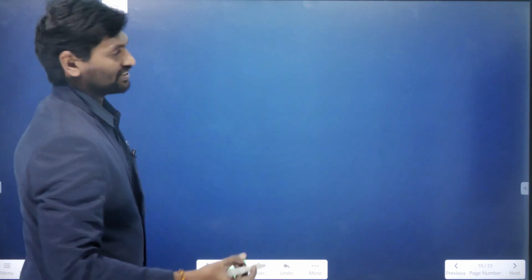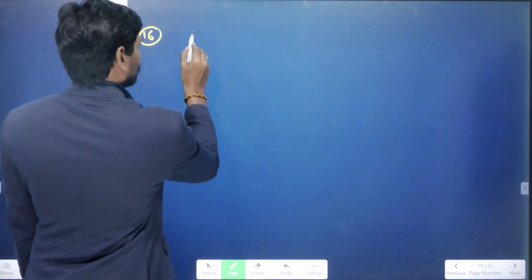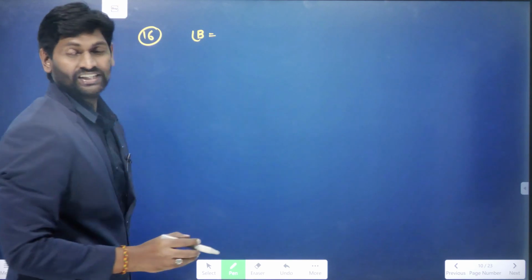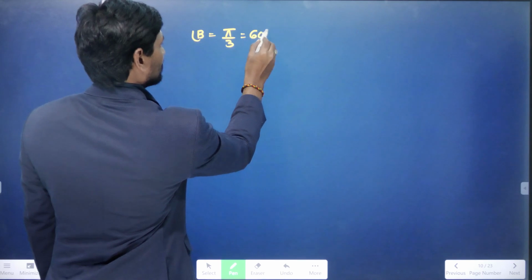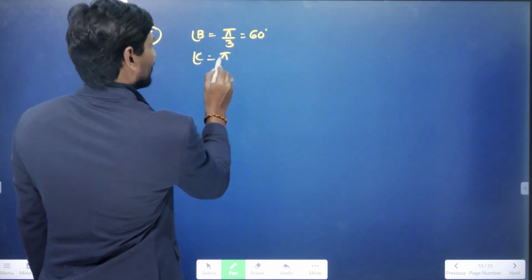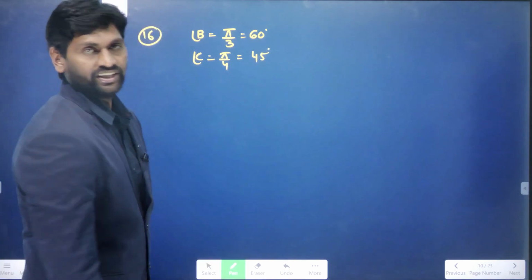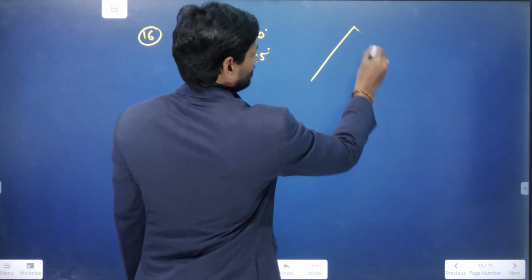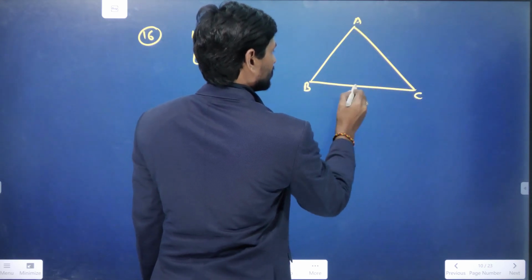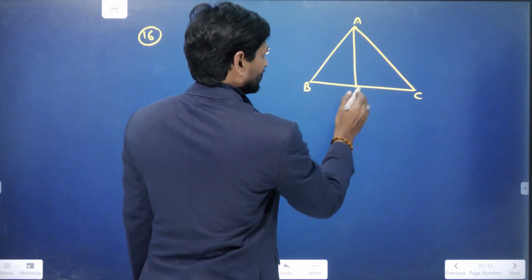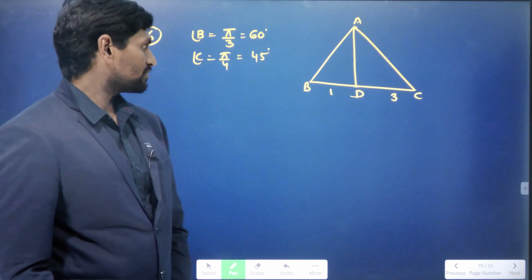Let us go to the 16th question also. Angle B is given as pi by 3. Pi by 3 is nothing but 180 by 3, which is 60 degrees. And angle C is equal to pi by 4, which is 180 by 4, 45 degrees. I am drawing the diagram here. D is a point which lies internally between B and C, dividing the side in the ratio 1:3.